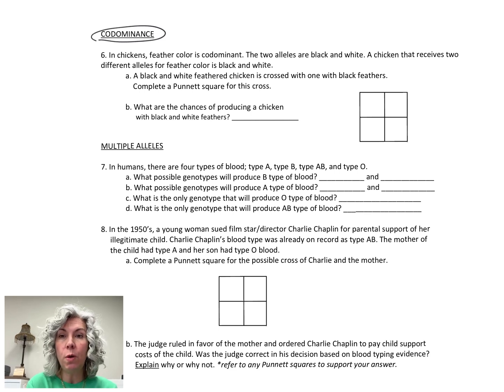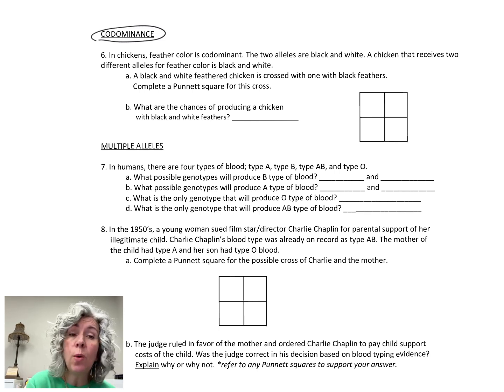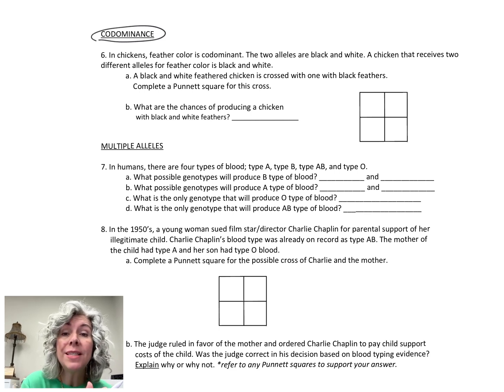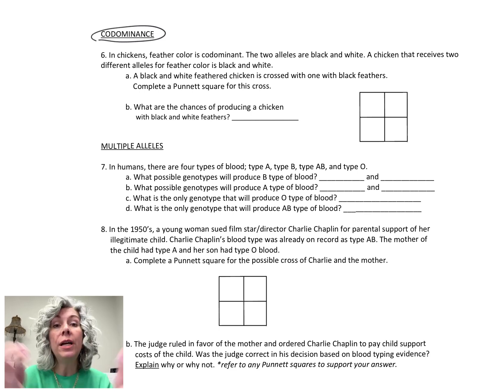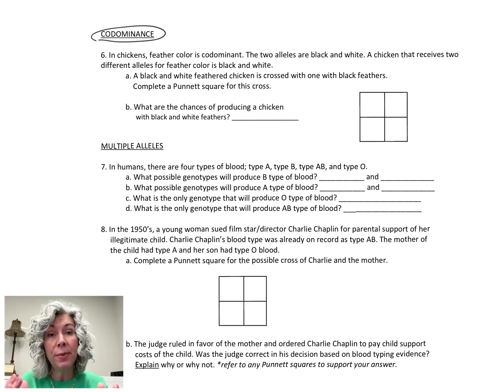Let's look at our question here and go through it. In chickens, feather color is codominant. The two alleles are black and white. A chicken that receives two different alleles for feather color is black and white. It's not gray. Both traits are expressed. They're both dominant, so both show up.